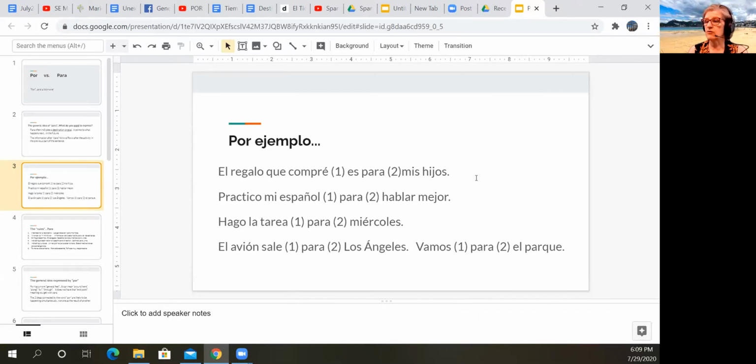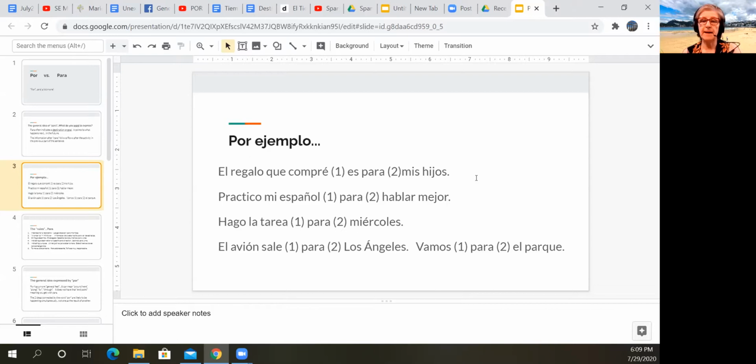Practico mi español para hablar mejor. Para hablar mejor, I practice my Spanish in order to speak better. That goal of speaking better is what comes up in the future once I do the practico, practico, practico. Okay? Hago la tarea para miércoles. I'm doing the homework for Wednesday. That means I'm doing homework now. It's not due today. Well, today is Wednesday, but it's not due right this minute. It will be due. Okay, so what's after para is what's coming up in the future. It's a deadline, okay? We're working towards miércoles.